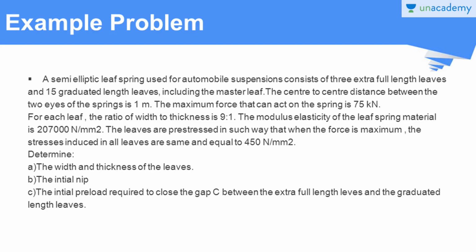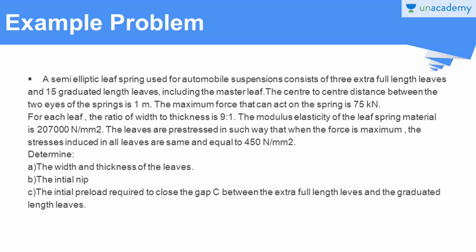Here we have the example problem. A semi-elliptic leaf spring used for automobile suspension consists of 3 extra full-length leaves and 15 graduated length leaves, including the master leaf. The center-to-center distance between the two eyes of the spring is 1 meter. The maximum force that can act on the spring is 75 kilonewtons. For each leaf, the ratio of width to thickness is 9:1, and the modulus of elasticity of the leaf spring material is 207,000 Newton per millimeter square.